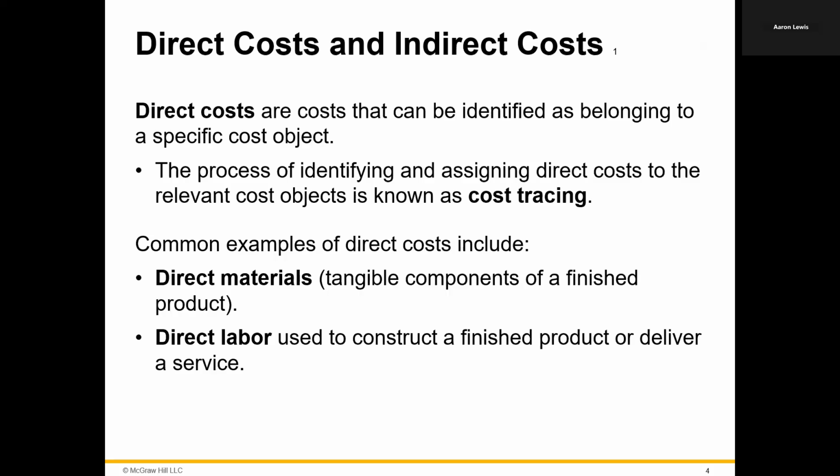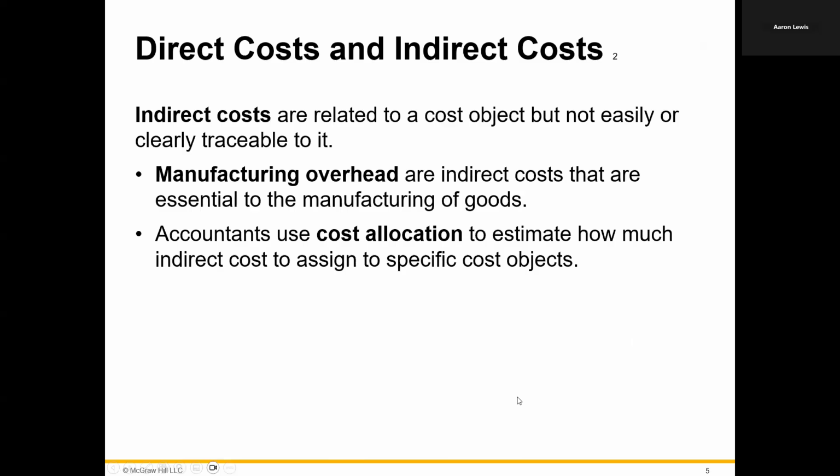Direct labor, same thing. When people are working on stuff, you know what particular units they're working on or what job they're doing as their job function at the time. And you can assign labor costs of employees directly involved in the manufacturing process to whatever they're manufacturing. So direct costs are things that are easily traceable to a specific cost object. The opposite of that is indirect costs.